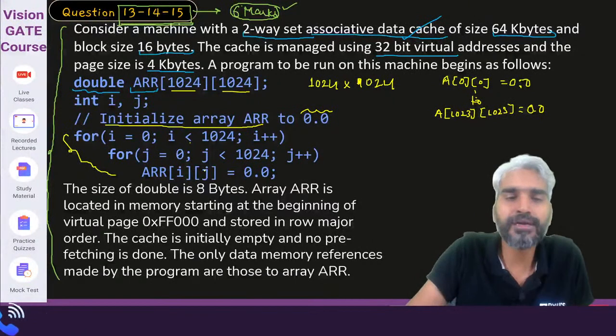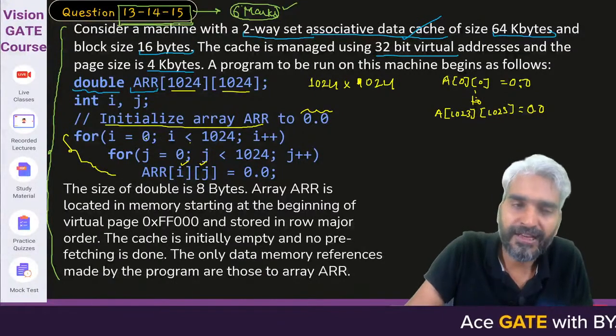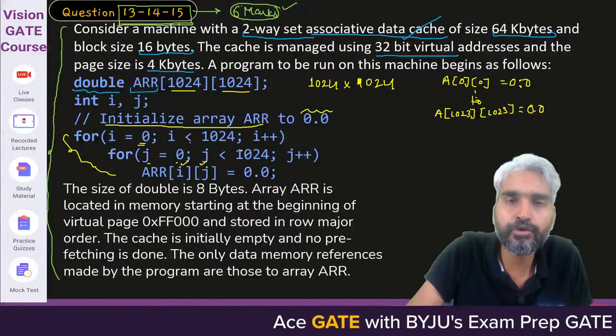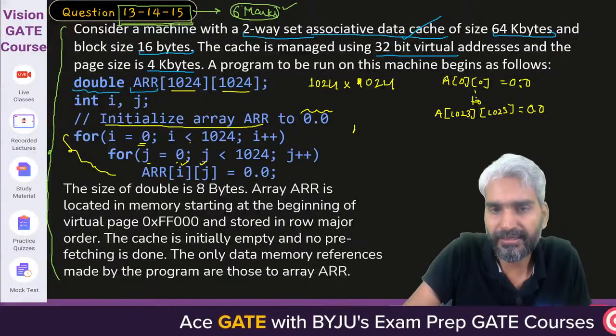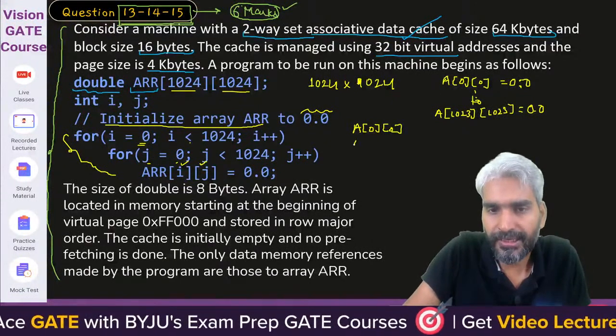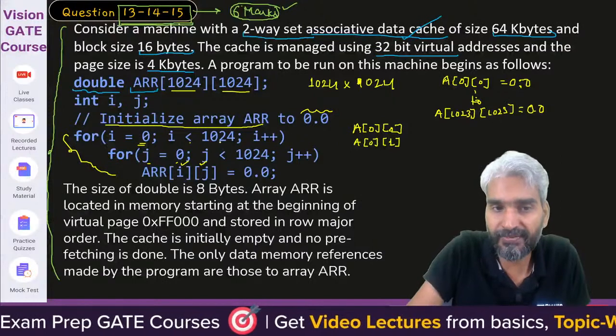Please look at this. It is initializing A[i][j]. First of all, the value of i will be 0. The value of j will increase from 0 to 1023. So first, it will update A00, then A01, because the value of j will change.